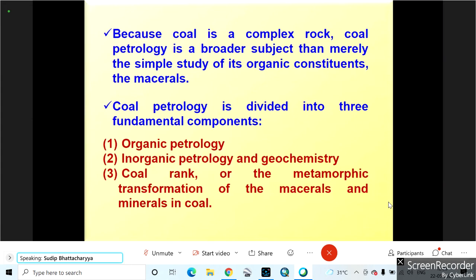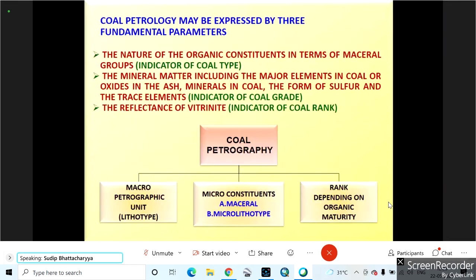Its petrology is called organic and inorganic petrology both. Coal is made up of hydrocarbon, HC, with aromatic rings, but I am not going into those details. In coal petrography, we delineate these macerals, and they are the indicator of coal type.